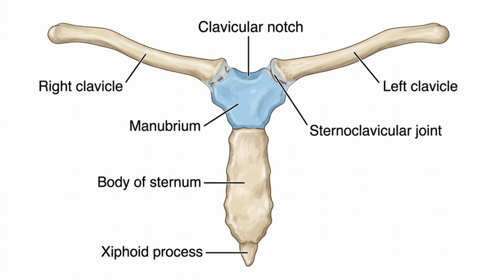On each side of the manubrium are the clavicular notches, where the right and left clavicles articulate to form the sternoclavicular joints. These joints are the only bony connections between the upper limbs and the exoskeleton, making them clinically important.